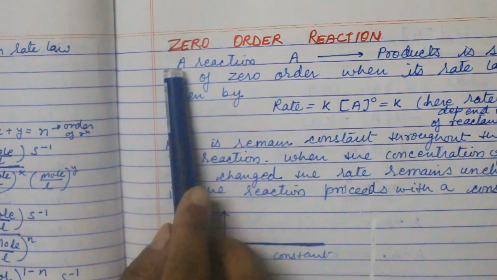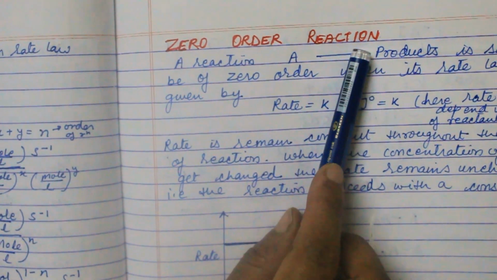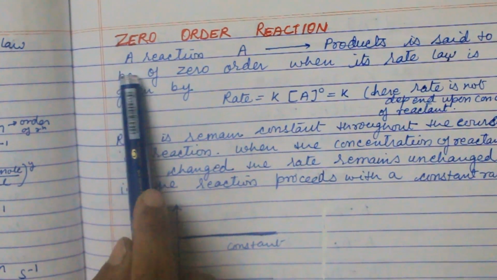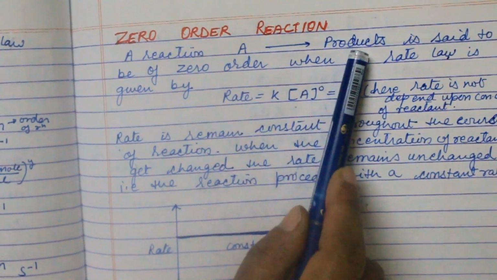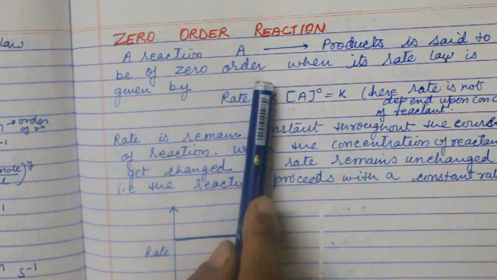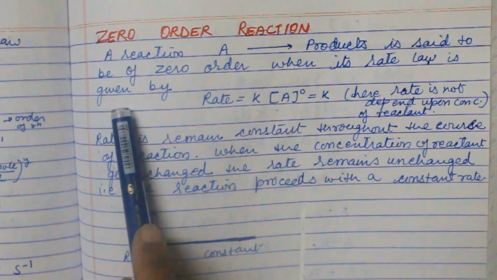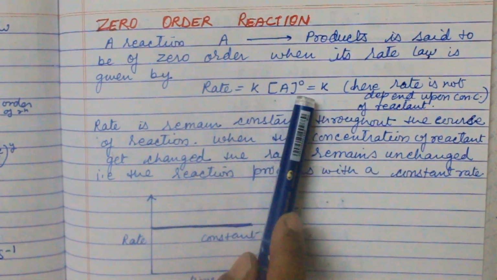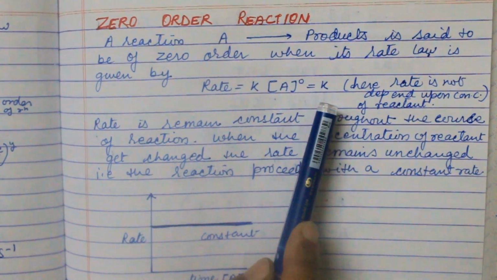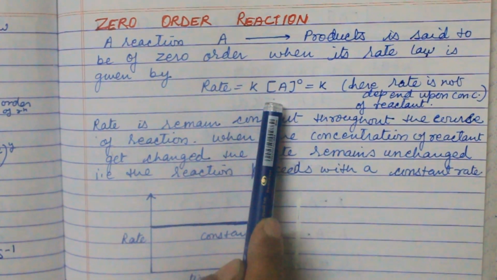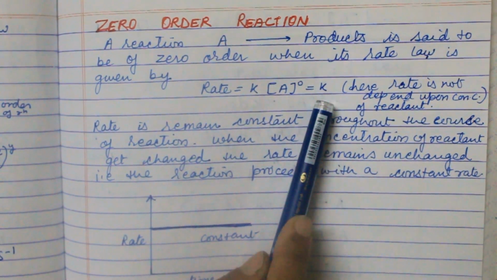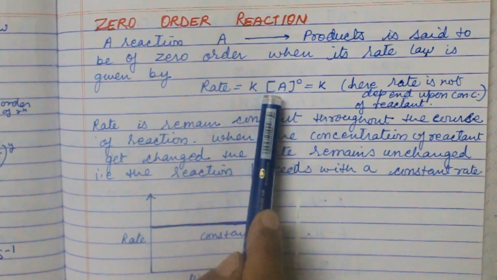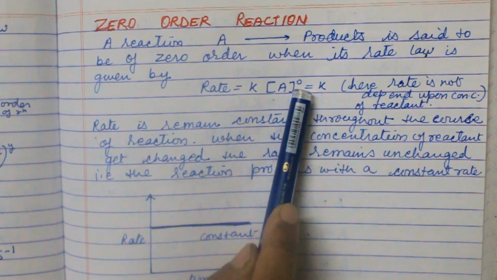Hello student, today my topic is zero order reaction. We consider a reaction where A gives product, which is said to be zero order when its rate law is given by rate = k[A]^0 = k, because A to the power 0 becomes 1.